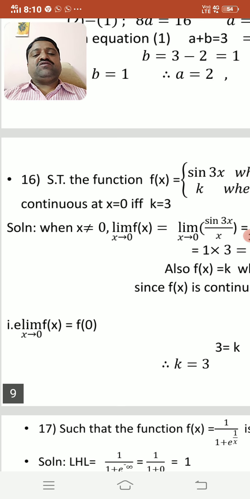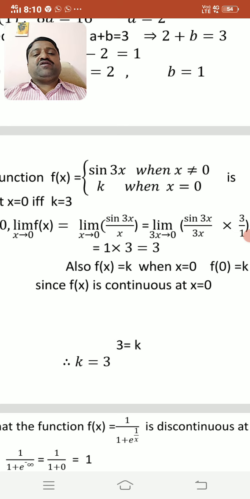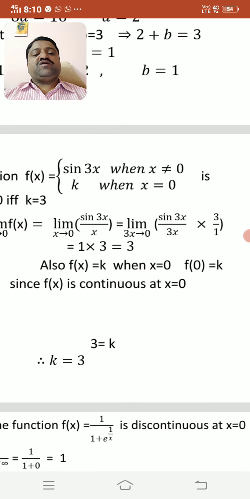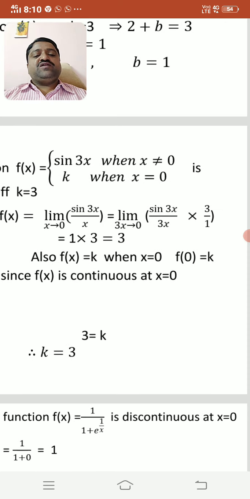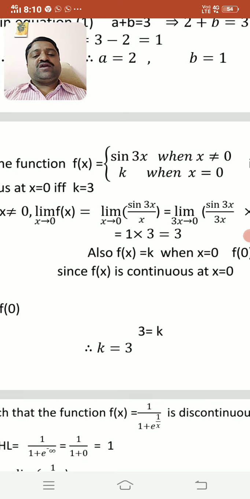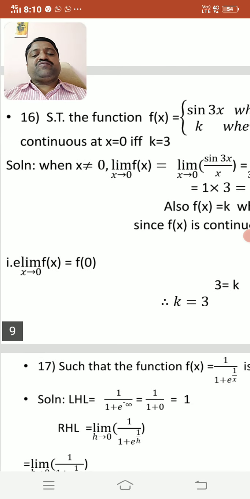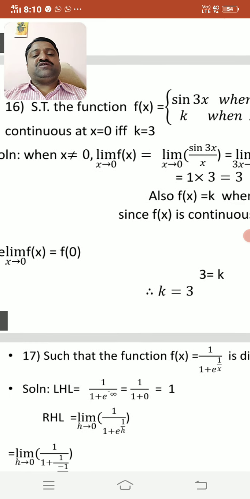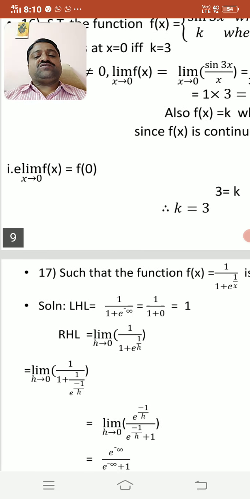Solution. When x is not equal to 0, limit of f of x as x tends to 0 is equal to limit of sin 3x by x as x tends to 0, is equal to limit of sin 3x by 3x into 3 by 1 as 3x tends to 0, is equal to 1 into 3 is equal to 3. Also, f of x is equal to k when x is equal to 0, f of 0 is equal to k. Since f of x is continuous at x is equal to 0, limit of f of x as x tends to 0 is equal to f of 0. Therefore, 3 is equal to k. Hence k is equal to 3.